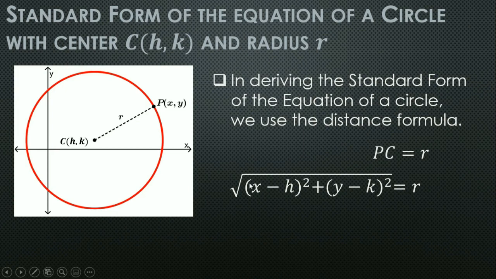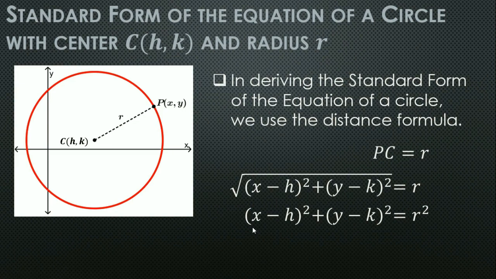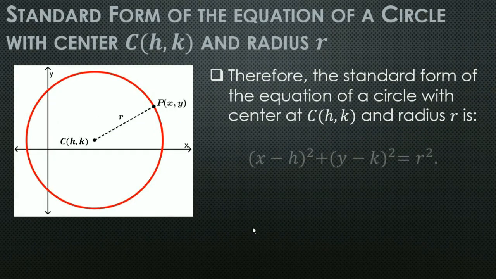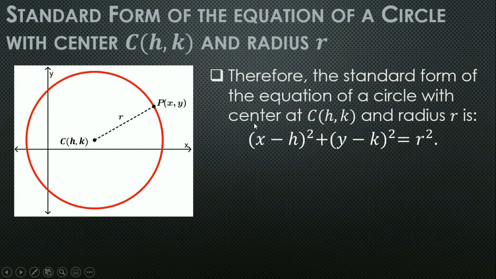And for us to remove the square root symbol here, we square both sides. So doing so, it will give us (x minus h) squared plus (y minus k) squared is equal to r squared. So definitely, this is the standard form of the equation of a circle with center (h, k) and radius r. Yeah, so this is the standard form of the equation of the circle.